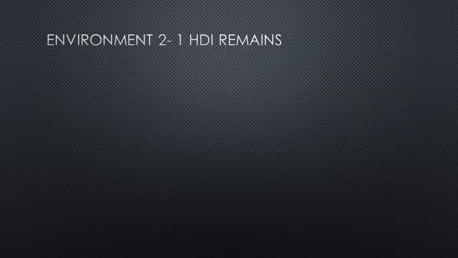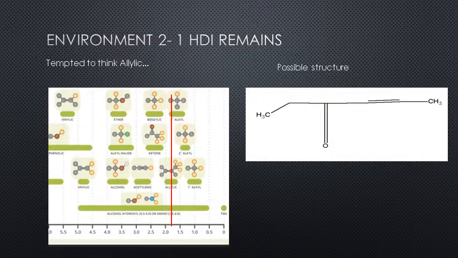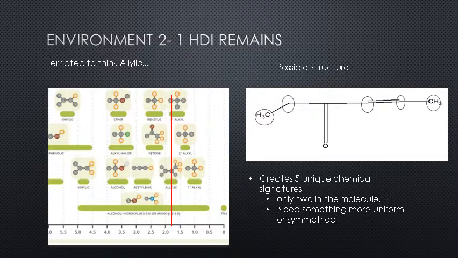Now if we look at environment 2, we notice that we still have one of our deficiencies left. So I went ahead and put up the same graphic from earlier. We'd be tempted to think, okay, this is probably an allylic or another double bond. However, if you do that, it puts up a possible structure here. Now if you were to do that, you'll notice that this particular one creates 5 unique chemical signatures.